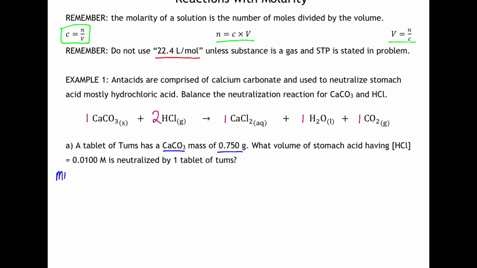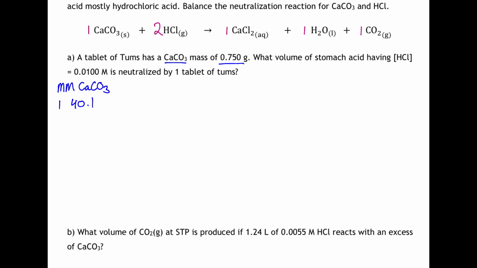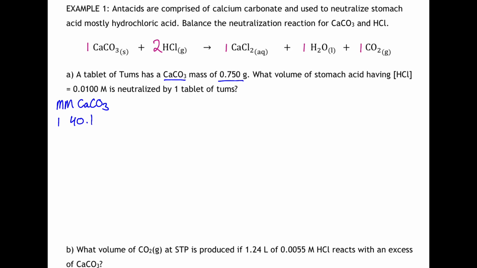So molar mass, CaCO3. So we've got 1 calcium, 40.1, 1 carbon, 12.0, and 3 oxygens, 16.0 each. So that's our molar mass little side calculation. We're going to start with that.